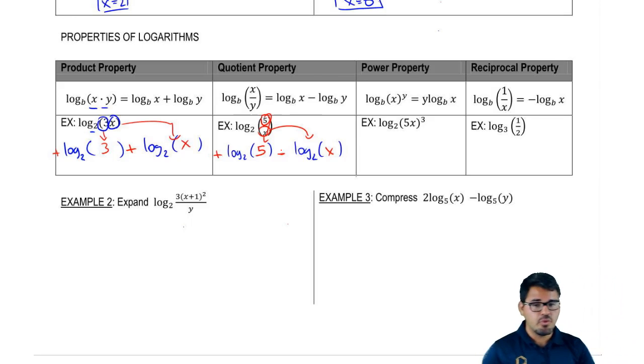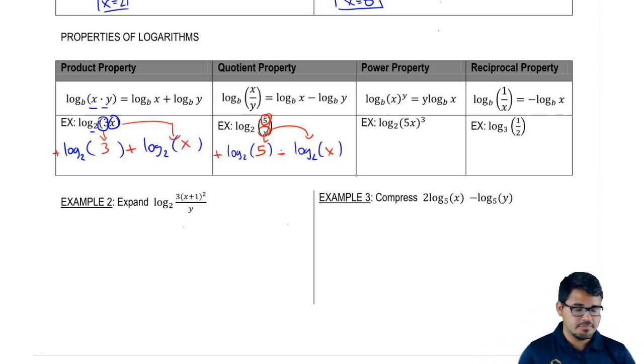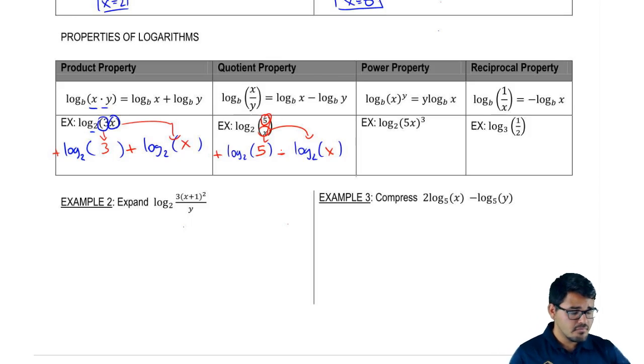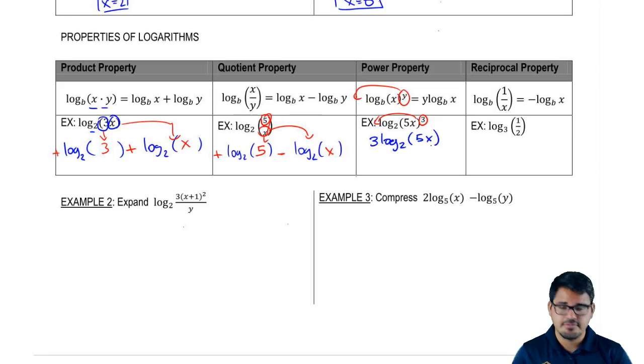So we'll get to the more than just two factors in a second, but for now, that was what we need to know for the quotient property or the division. So now, when we have powers, our power property says that if you have a power y, we're just going to bring it to the front as a coefficient. So that's all we're going to do here. We have a power 3. We're going to bring it to the front as a coefficient. So our answer should just be 3 log 2 of 5x, right?